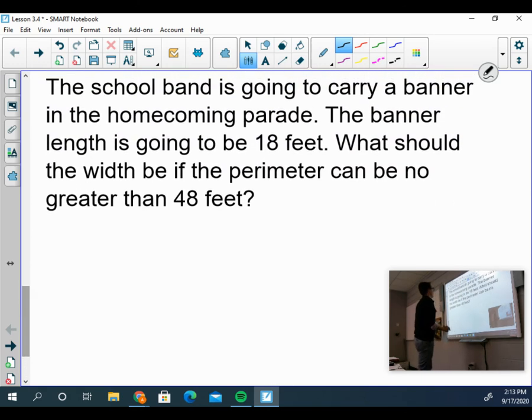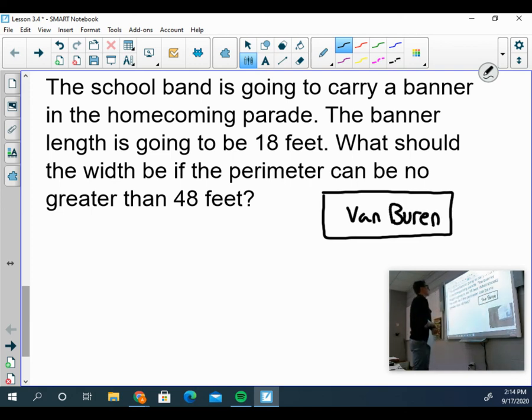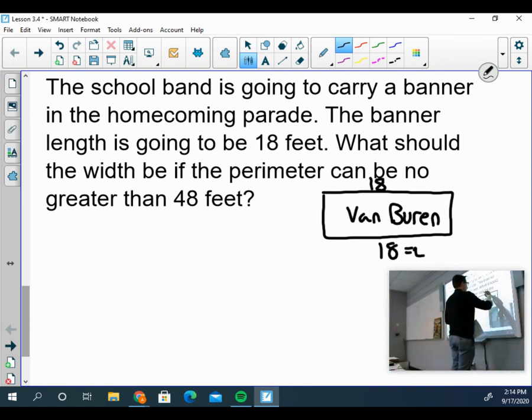So you know me, you know I love pictures. We are going to be carrying this banner. So I imagine we have this homecoming banner. Yay, Van Buren. So we got our Van Buren homecoming banner going on here, okay? The length is going to be 18 feet. We'll call this the length. Again, what I hope you know with rectangles is that whatever one side is, the other side must be as well. So this side will also be 18. Again, this is our length.